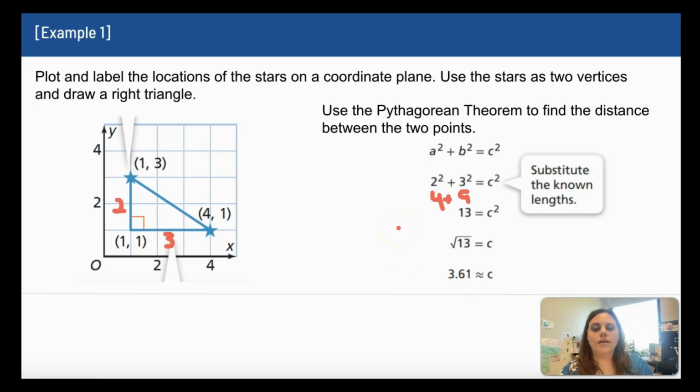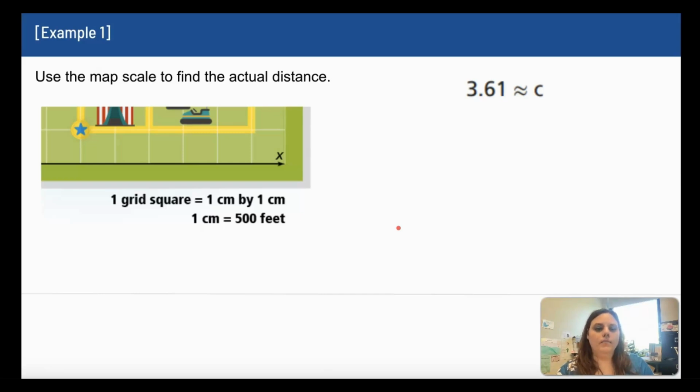We have to go back to our problem and see how these units convert to figure out how much distance there is. So again, looking at the scale, 1 grid equals 1 centimeter by 1 centimeter. So that's 1 unit. And each centimeter is 500 feet. So we have 3.61 centimeters, and then we have to figure out how many feet that is. So 1 centimeter per 500 feet is the same as 3.61 centimeters per how many feet? We're setting up a proportion.